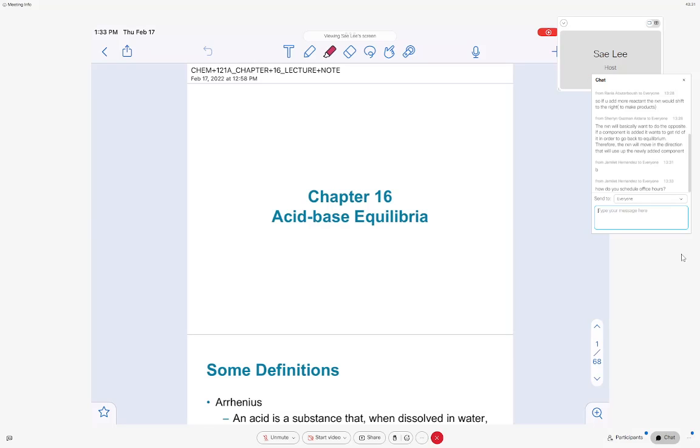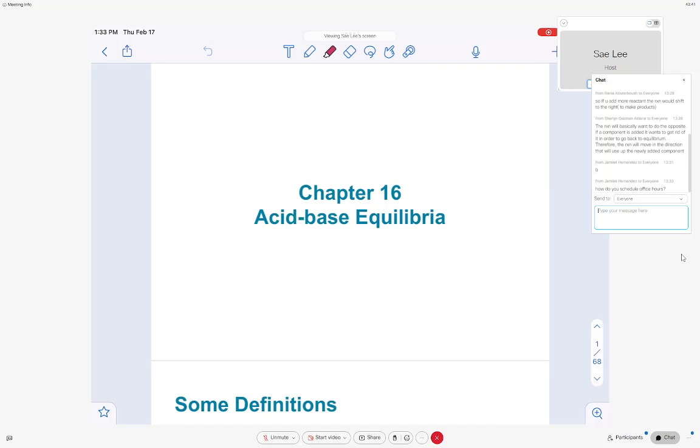All right, for chapter 16, we will be learning about acid-base equilibria, okay? Acids and bases are among the most important substances in chemistry, and in this chapter, we will thoroughly study number one, how acids and bases are identified and characterized. Number two, how we measure the acidity of a compound. And number three, how the chemical reactions of acids and bases depend on their concentrations.